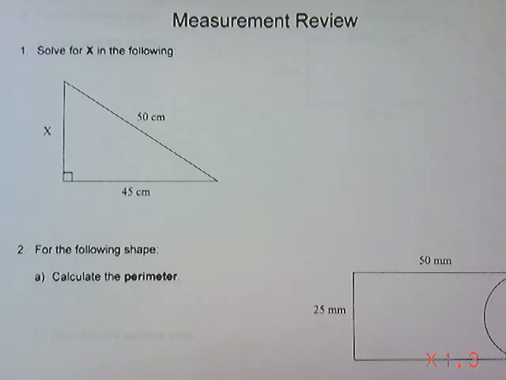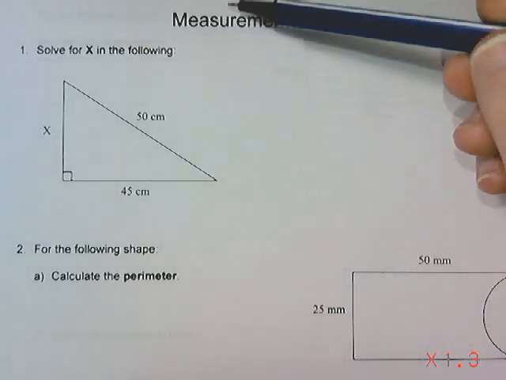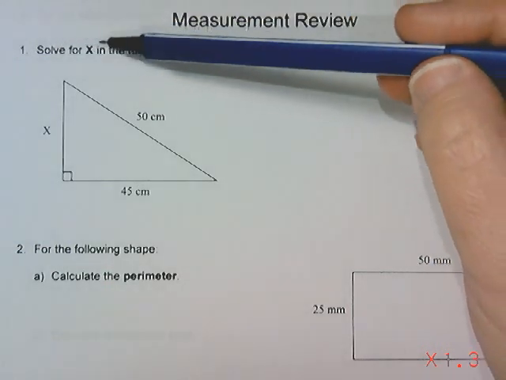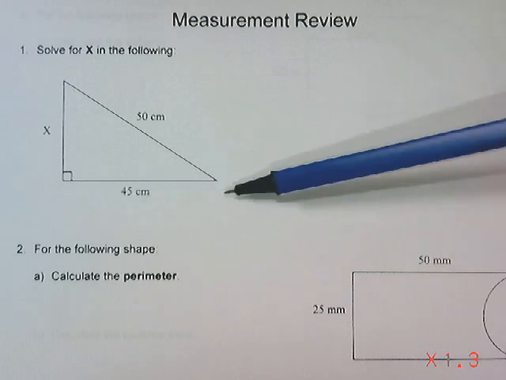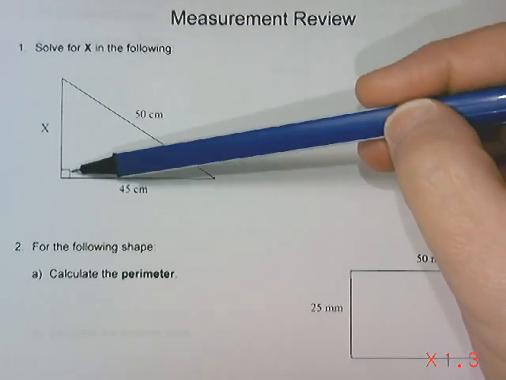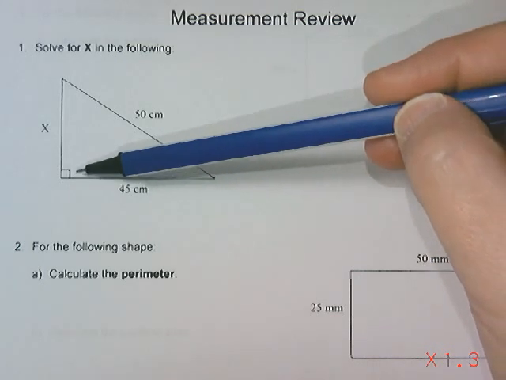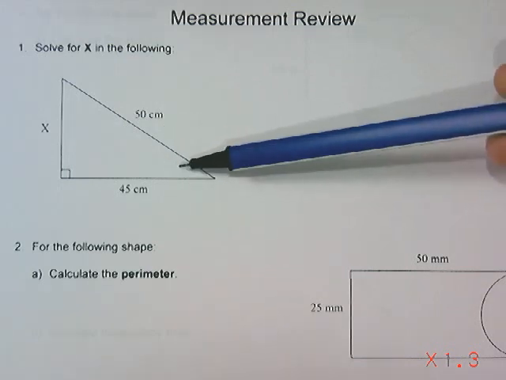This is part 1 of our video on measurement review. So for the first question, it says solve for x in the following, and there is a triangle that has a missing side x. So in looking at this triangle, I see that it has a square in the corner, which tells me that that is 90 degrees and that this is a right-angled triangle.